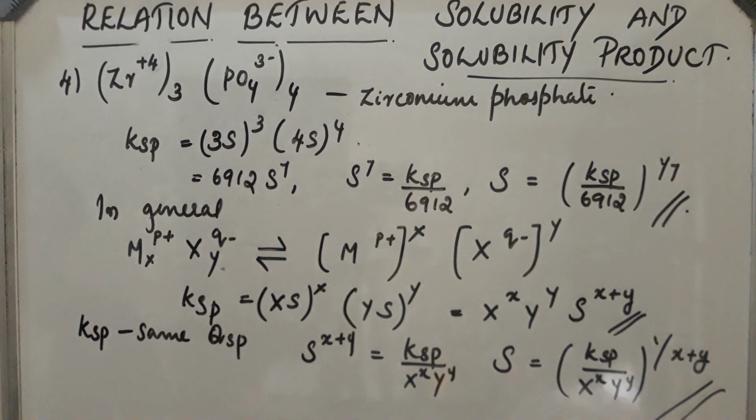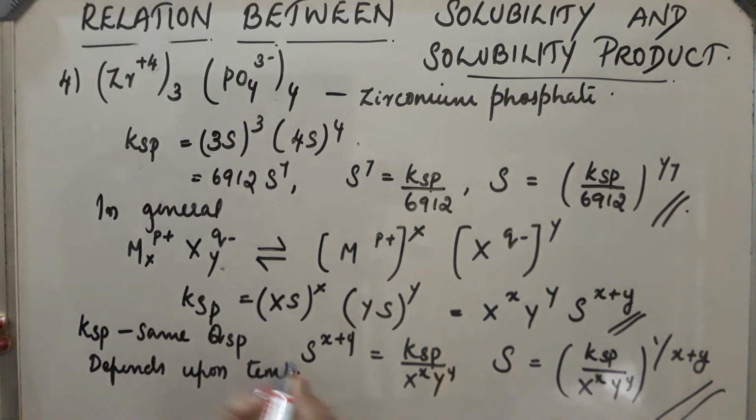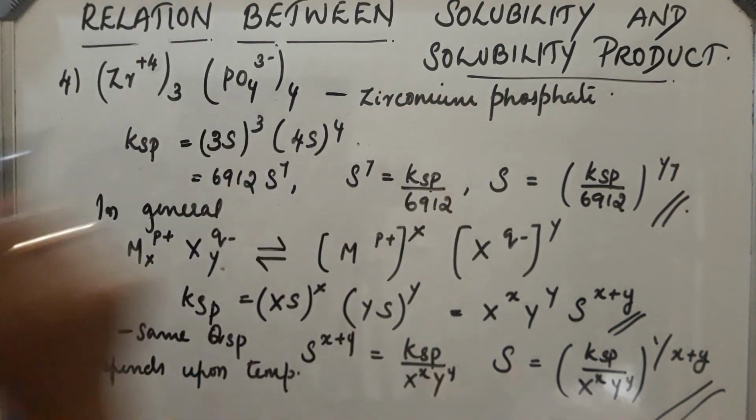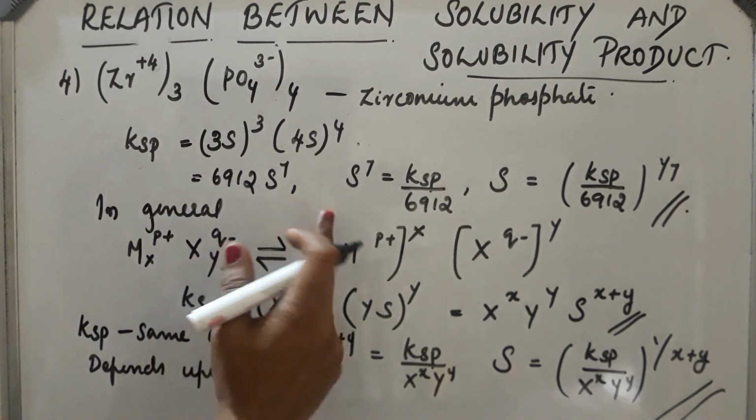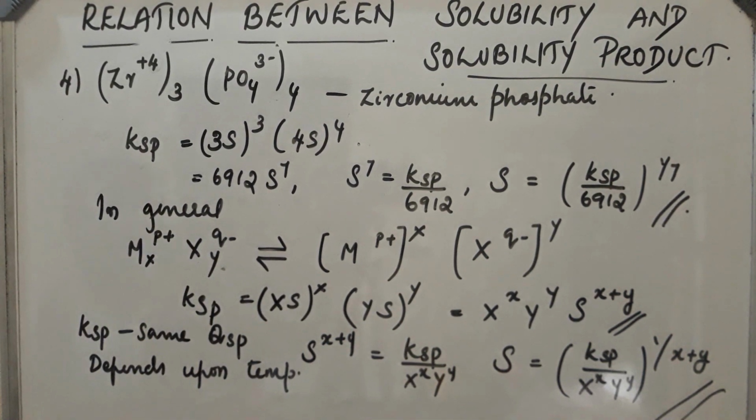Also, solubility and solubility product depend upon temperature. That is, at a particular temperature, solubility and solubility product will have the same relation, but if the temperature varies, the relation changes. Solubility varies with temperature, and solubility product also varies with temperature. Now let us discuss one problem based on this.